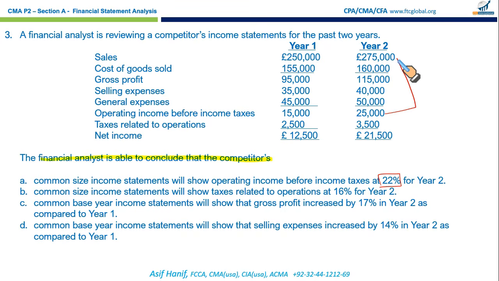Operating income before income taxes, that is 25 upon 275, gives me 9.09%. This is wrong. Statement A is wrong. B, common size income statements will show taxes related to operations at 16% for year 2.